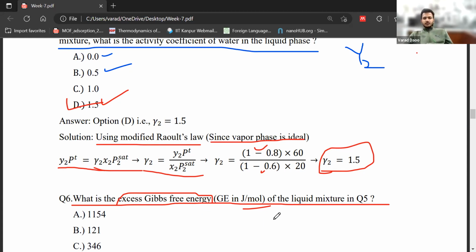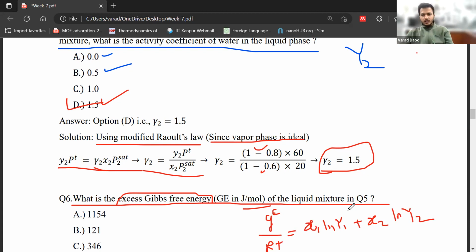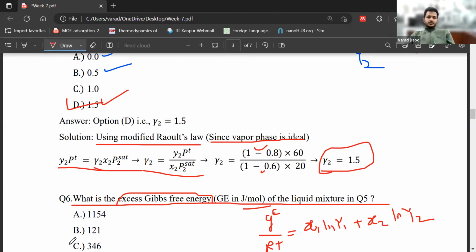What we need is the excess Gibbs energy. So remember this expression: G by RT is nothing but x1 ln gamma 1 plus x2 ln gamma 2. We already calculated the value of gamma 2. In a similar fashion, we can calculate the value of gamma 1, and x1, x2 are already known. Because in this expression, you can find G by RT. So I'll give you a couple of minutes to try. And these are the options.